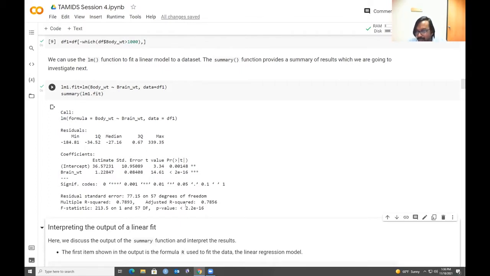All right, so let me end the poll now. Thank you for your participation. We can see that the right answer is true because 36.5723 is indeed the estimate of the intercept term, and 1.2287 is indeed the estimate of the slope term. So the predicted body weight would be the guess of the intercept term, that is 36.5723, plus 1.2287 times 87.